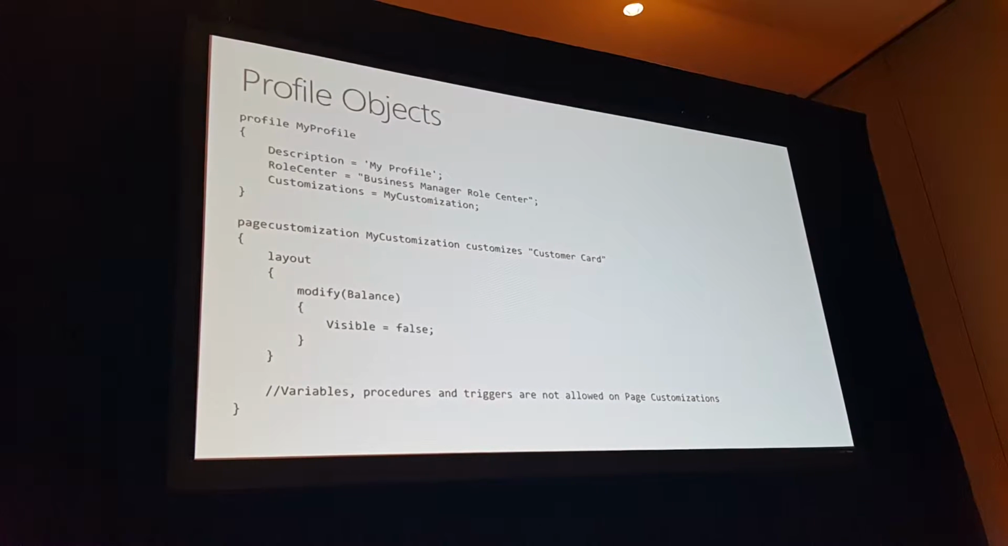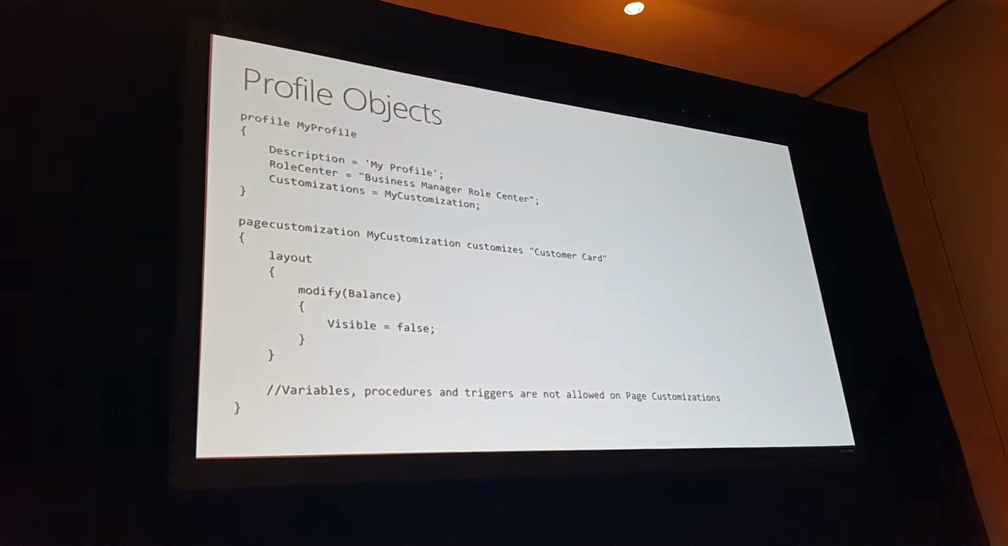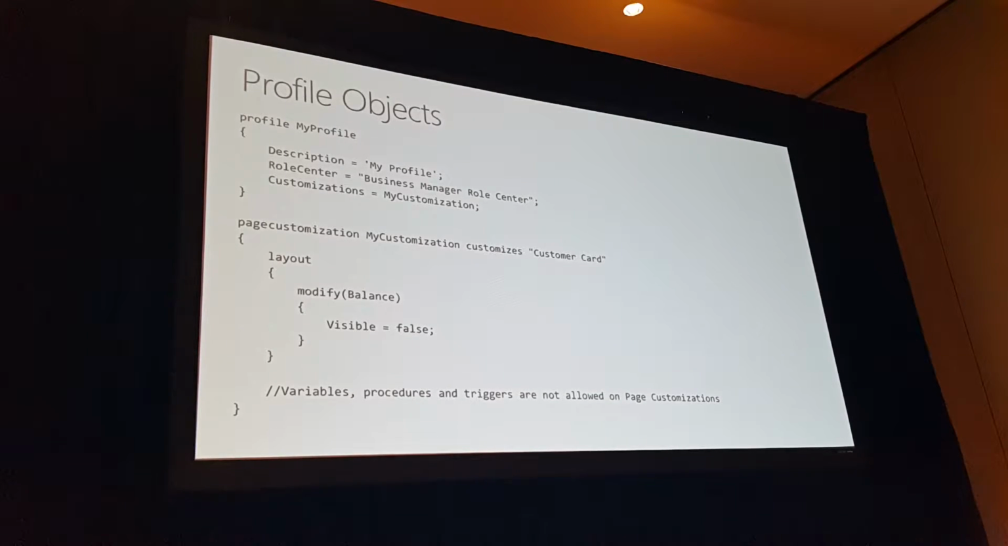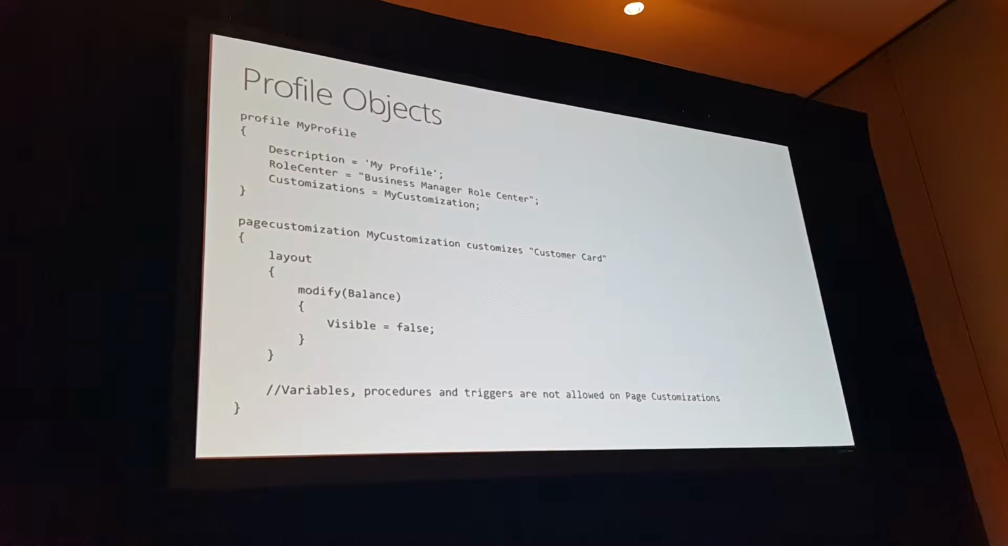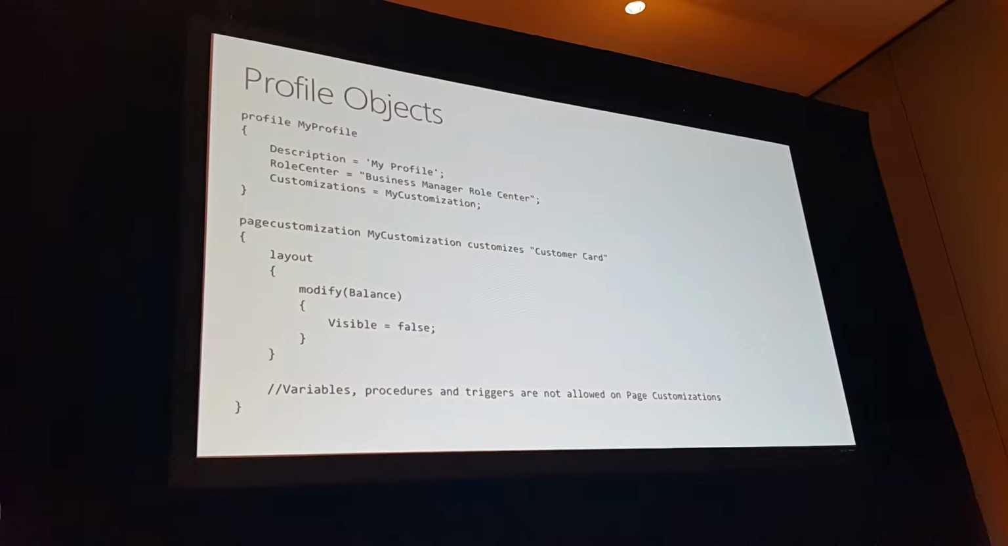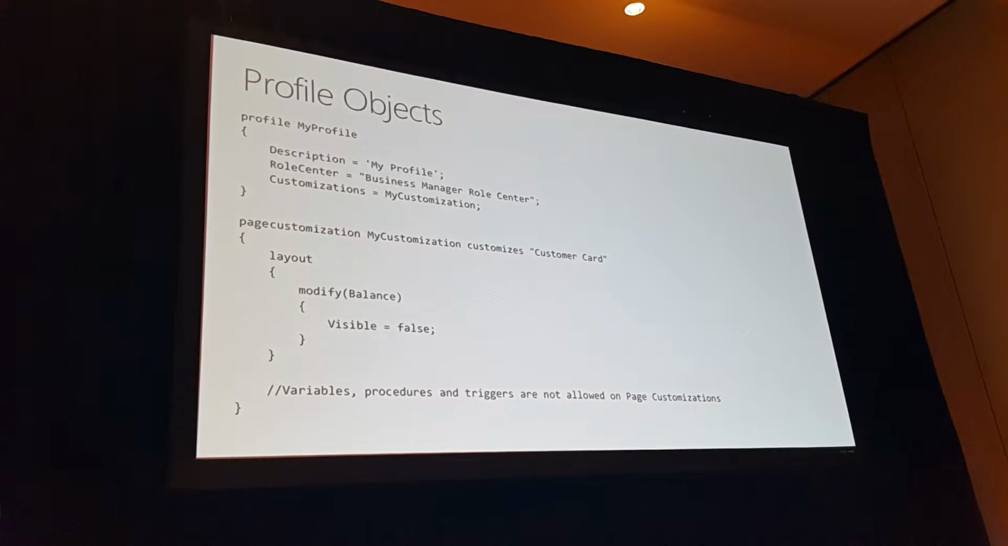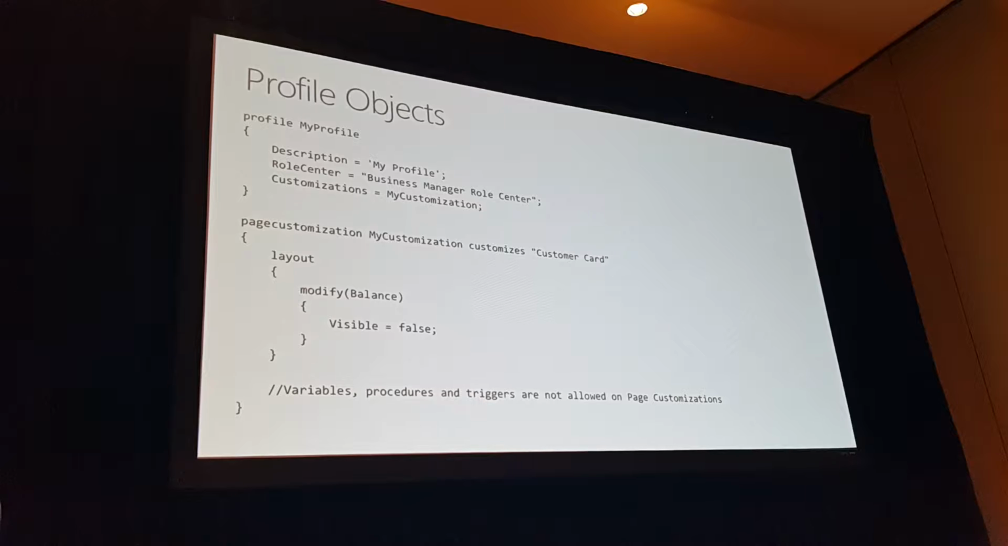So now that I've got that, I can create a page customization, which should look a lot like a page extension. In terms of the layout, I can modify things, we can add actions, we can change the visible property, move stuff around, stuff like that. The big difference here between this and the page extension, again, is that you're not allowed to add code, so there's no reason to add variables, and you can't have triggers here, because these are strictly for modifying the look of the page.